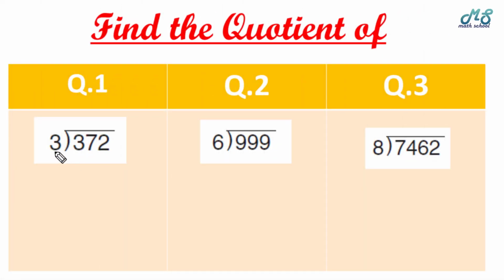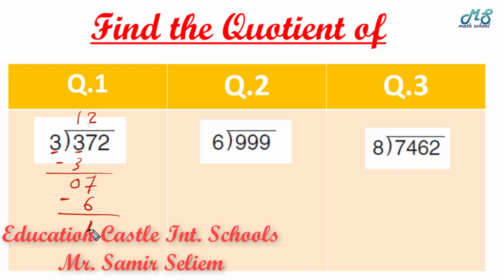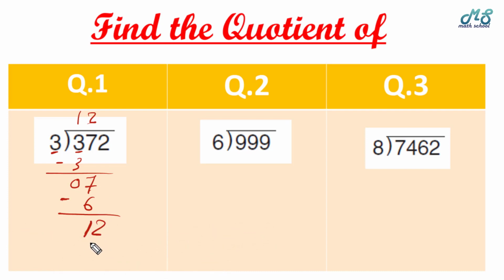3-digit quotient. Find the quotient of 372 divided by 3. First, start from left to right as we studied before. 3 divided by 3 equals 1. 1 times 3 equals 3. Draw a line and subtract. It will be 0. Bring down the next digit, which is 7. 7 divided by 3 equals 2. 2 times 3 equals 6. Draw a line and subtract. The difference will be 1. Bring down the last digit, which is 2. It will be 12. Divided by 3 equals what, guys? Equals 4. 4 times 3 equals 12. Draw a line, subtract, it will be 0. Now the quotient equals 124.